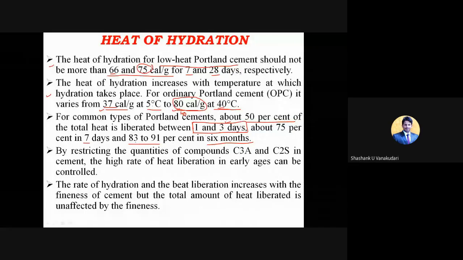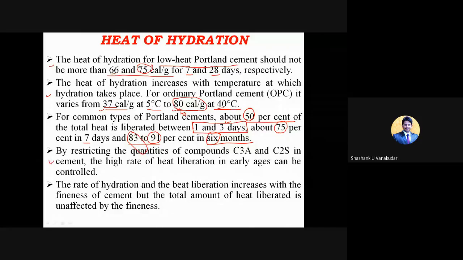So just think, to carry out this heat of hydration process, how much time is it going to take? For 1 to 3 days, 50% will get completed. For 75% of heat liberation, it takes 7 days, whereas 83 to 91% is going to take 6 months. So it is a gradual process. In the initial time only, it is going to liberate the maximum heat of hydration, up to 50%, half of the total heat of hydration, right?